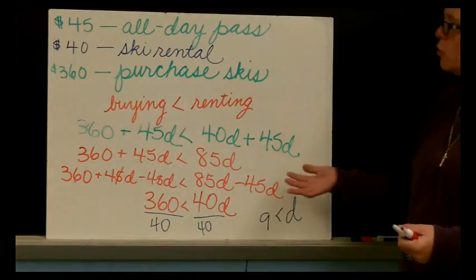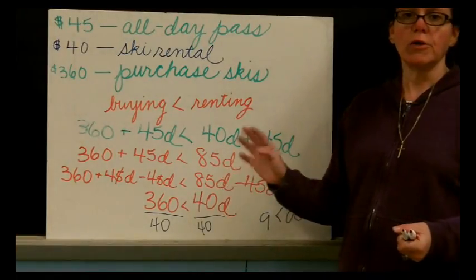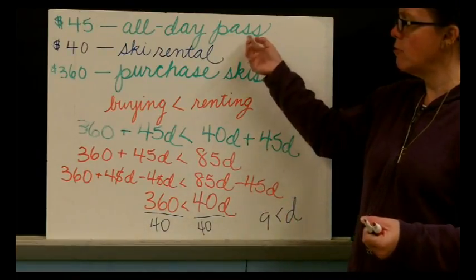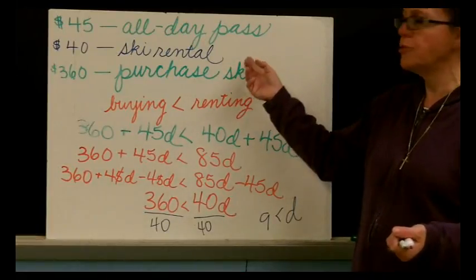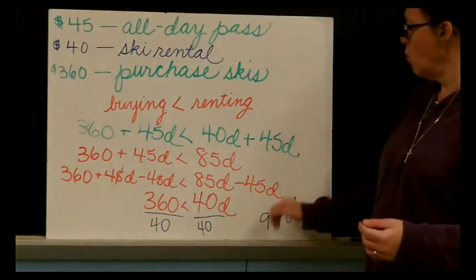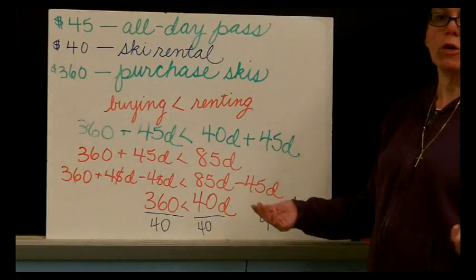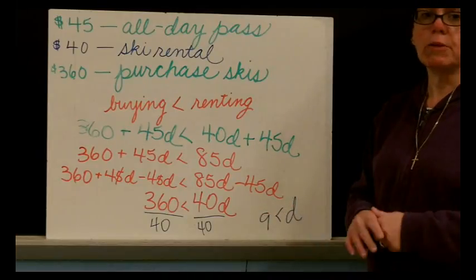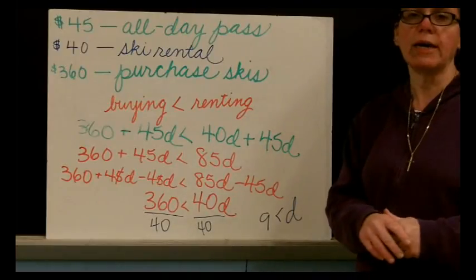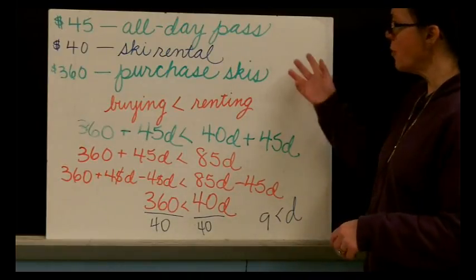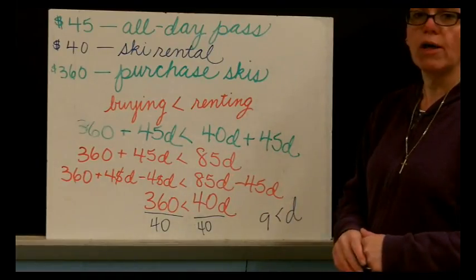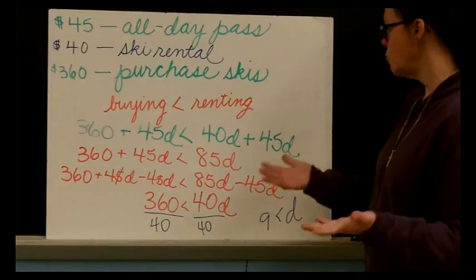So in other words, if you were going to ski only about 9 times a year or less, then it would be more cost effective for you to rent your skis. But if you were somebody who was going to go skiing more than 9 times, say 10 times a year or more, then it would be more cost effective for you to purchase your skis, because then you would be saving money after that. So here we have a real-life application, a real-life situation where you could use inequalities to see which would be your better option.